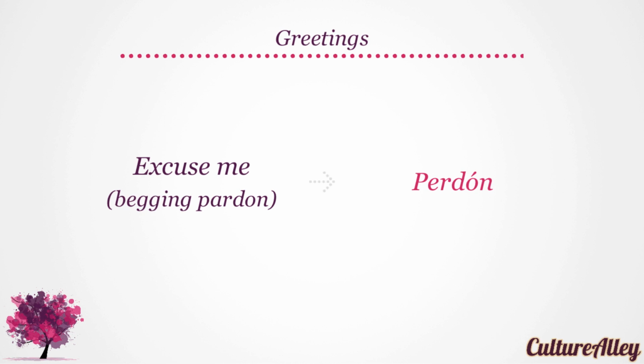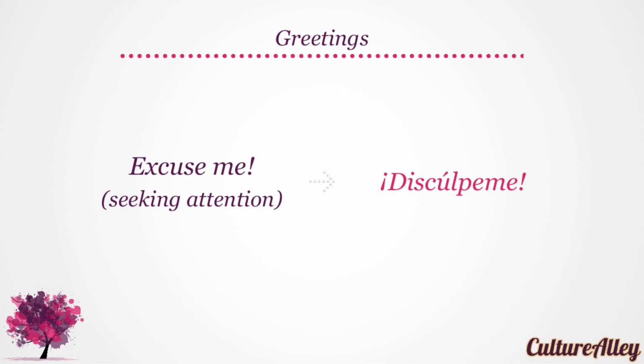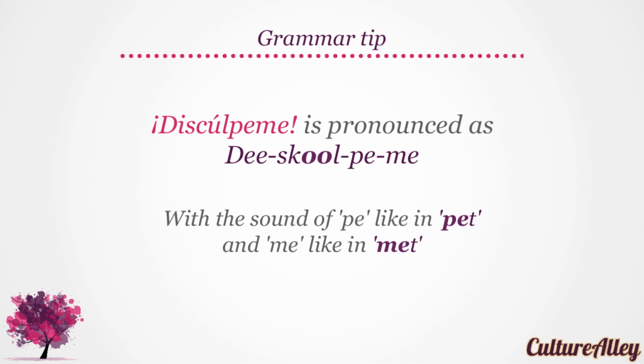Excuse me, when used to beg pardon, translates to perdón. Let's try that one more time. Perdón. Very good. However, for seeking someone's attention, excuse me will translate to discúlpeme. Let's look at this pronunciation again. Discúlpeme is pronounced as discúlpeme, with the sound of pe like in pet and me like in met. Can you try it, please? It is called discúlpeme. Very good.